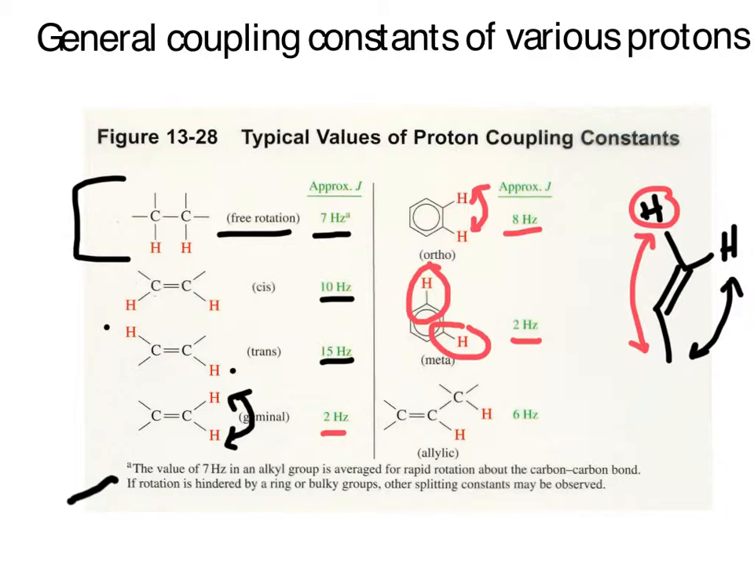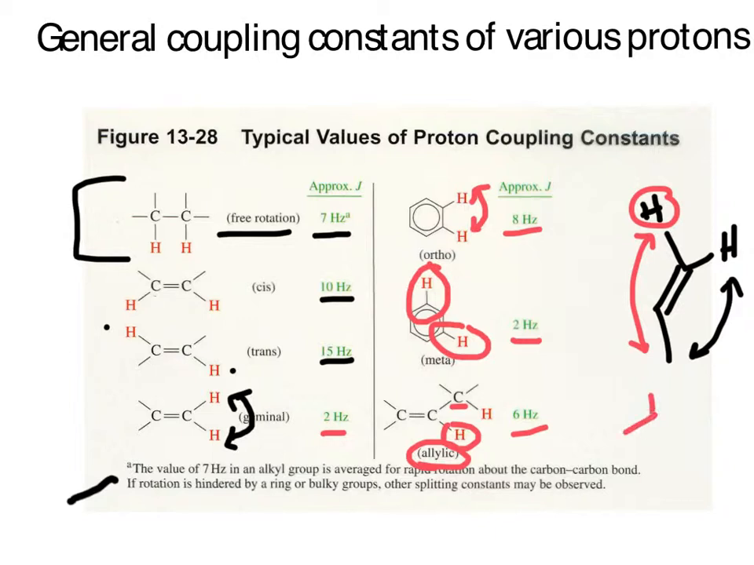Finally, one of the last coupling constants is what we call allylic coupling. And so what you see here is you have a hydrogen on an alkene, and it has an adjacent hydrogen, but that's on, let's say, an alkyl group. Typically, those coupling constants are around 6.